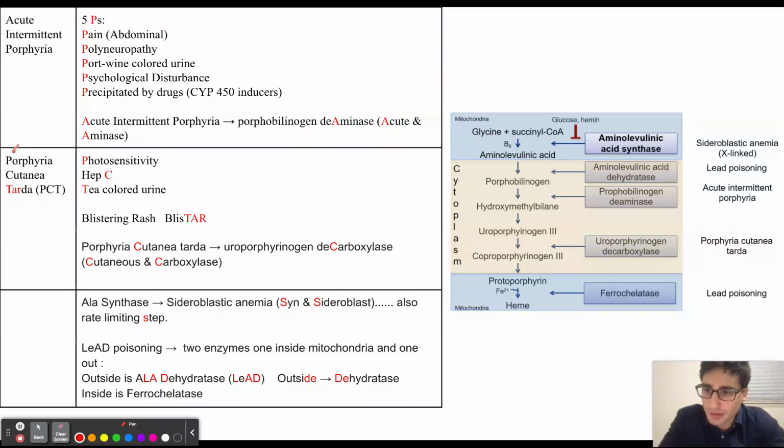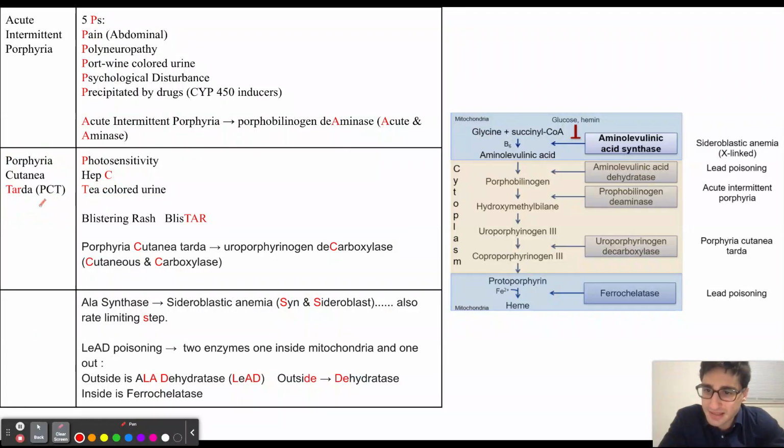Now let's move on to porphyria cutanea tarda. This disease can be abbreviated as PCT, and you can use PCT to help you remember some of the features of this disease. So P for photosensitivity, it is going to be associated with hepatitis C, and we can also see a T-colored urine.